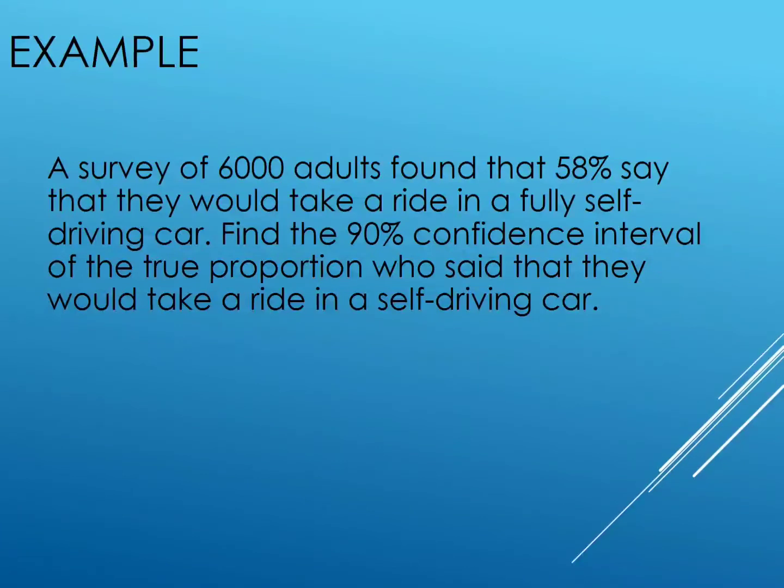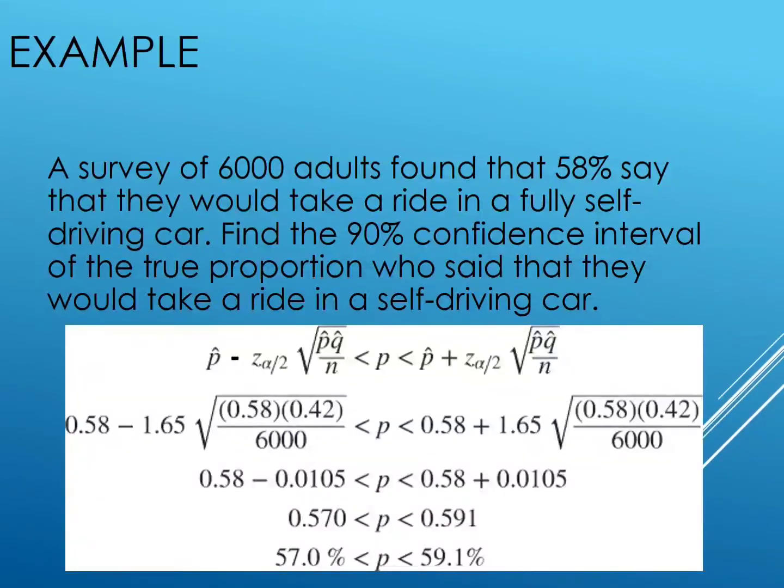My n is 6,000, because that's how many adults. So my p hat is 0.58, my q is 1 minus 0.58, which is 0.42. My critical z, again from the previous example, is 1.65 because it's 90% confidence. And my n is 6,000. So all I have to do is plug these four numbers into the formula, and I've got my answer.